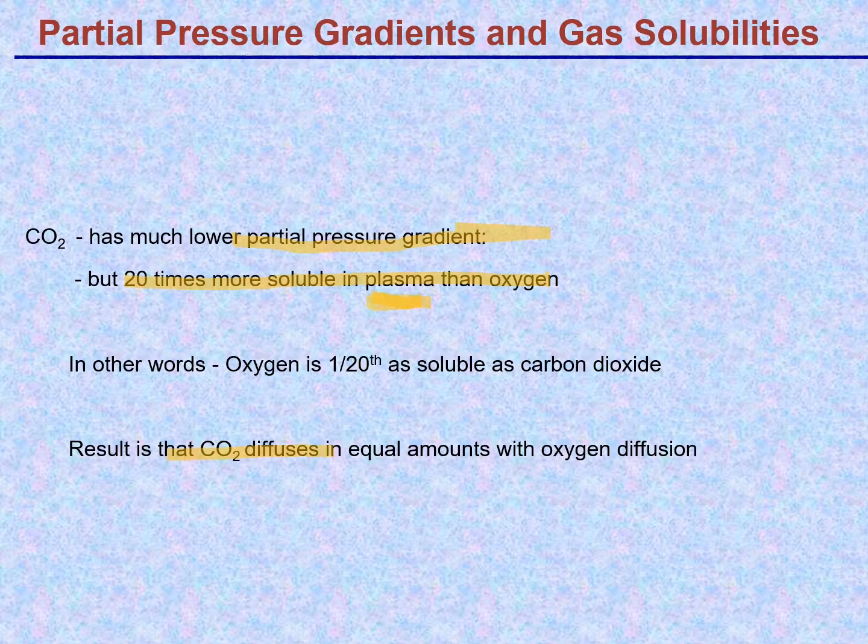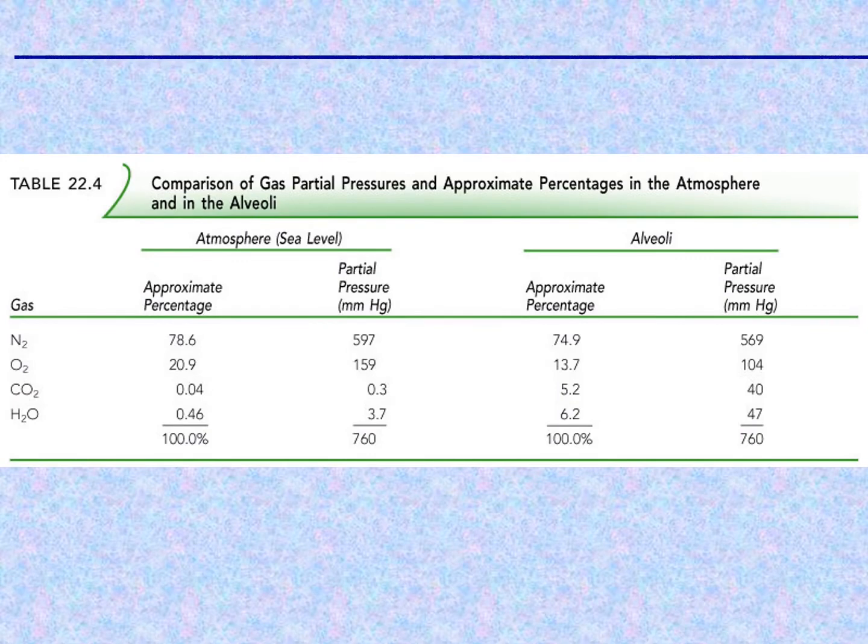CO2 moves in equal amounts across as the oxygen diffuses into the blood. CO2 is moving out into the alveolar space. And so you end up with these nice numbers that seem to work quite well. PCO2 is 40 and PO2 is 104 in the alveolar space.